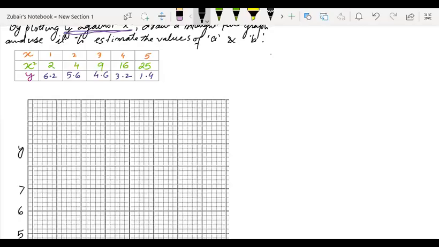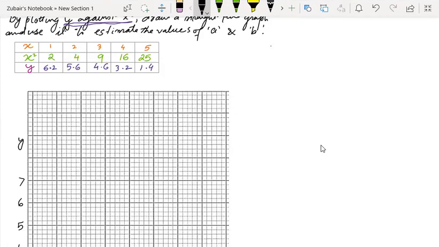So now we are going to plot the graph using the values of x square and y. Keep in mind that generally we are going to plot the graph of y against x square. So y will be capital Y and x square will become capital X. Basically this one.